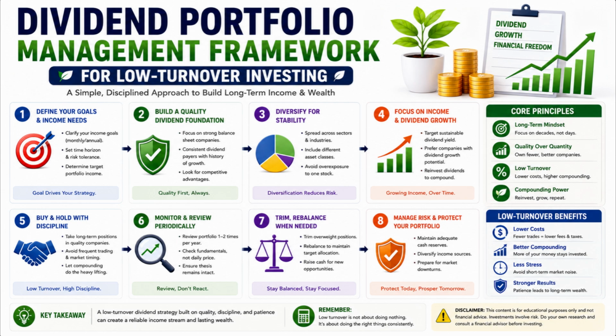After that, diversify for stability. Instead of depending on only one stock or one sector, spread your investments across different industries and asset classes. This can help reduce risk and protect your dividend income if one company or sector faces difficulties. In this way, diversification supports a more balanced portfolio.